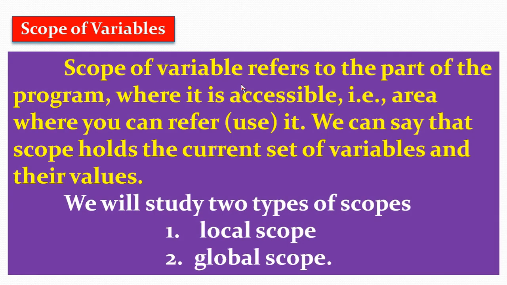Next we are going to study the scope of variables. What is the scope of variables? Scope of a variable refers to the part of the program where it is accessible. When a variable is accessed inside a function, that variable is declared as local scope. When the variable is declared outside all the functions or at the beginning, then that variable is declared as global.